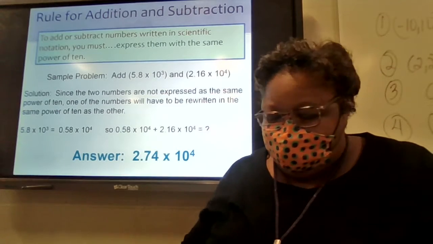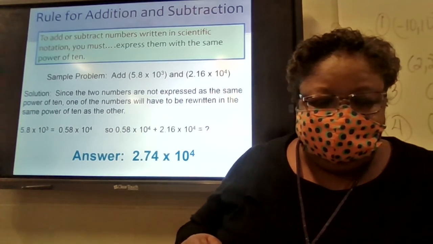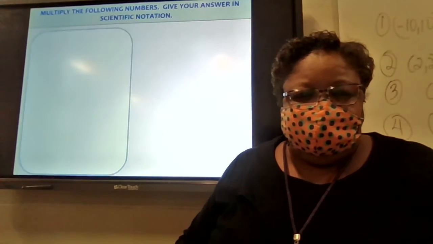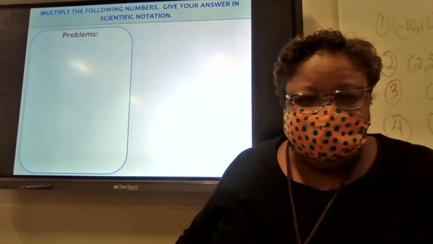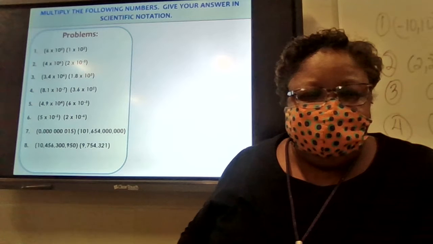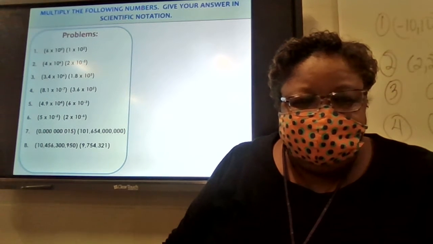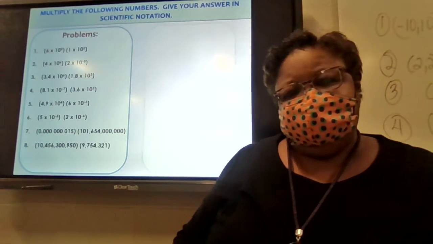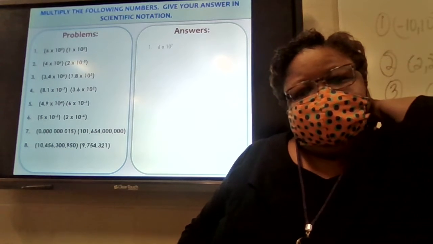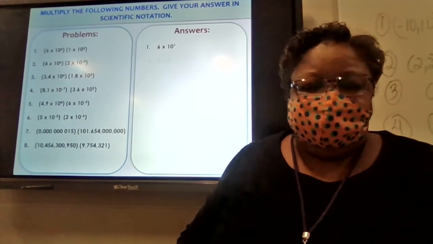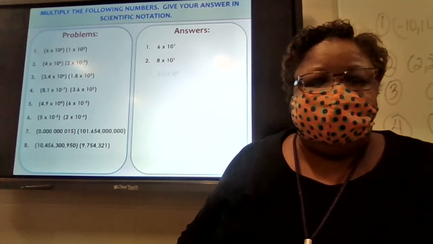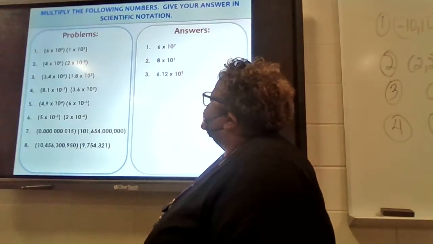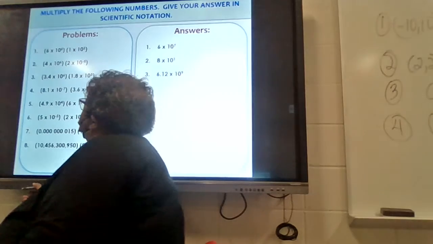Okay. So that's how we add and subtract. So far as our practice problems, the first one, we're going to multiply 6 times 1 and then add our exponents. And I went through these on the tape yesterday. So I'm not going to go through all of them. I want to get down to number 4. So we're just multiplying and adding the exponents.